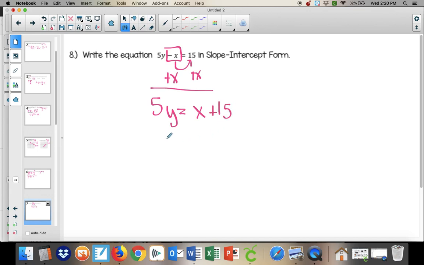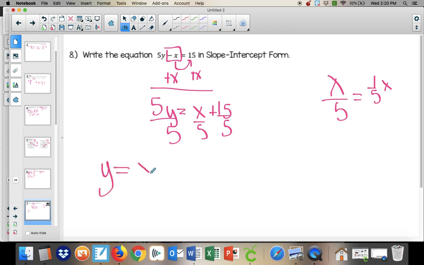Y is still not by itself yet, so I'm going to divide by 5, divide by 5, divide by 5. X over 5 is the same as saying 1/5 x. So you could have the answer two ways. Y equals x divided by 5 plus 3, or y equals 1/5 x plus 3. Either of these is correct.